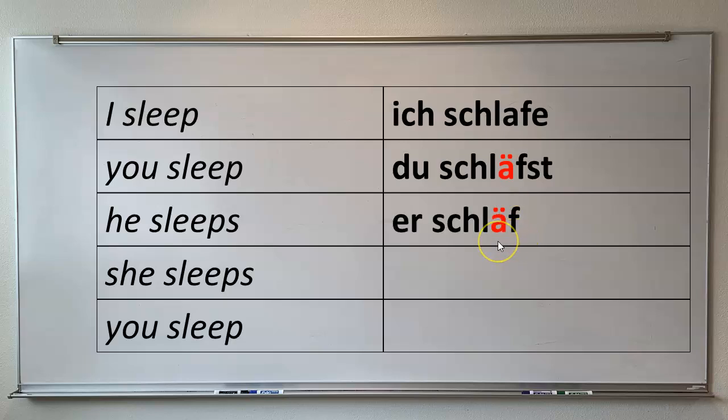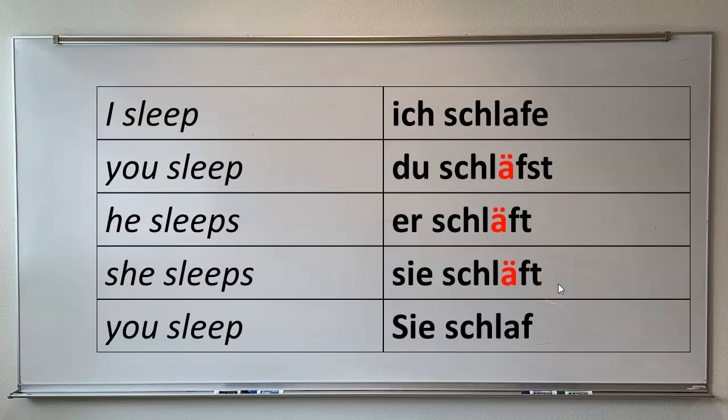He sleeps. This one is also going to have the stem change. And my ending is T, so er schläft. She sleeps. Sie, also with the stem change and the T ending, sie schläft. And you sleep, the formal you, formal singular you, Sie. Notice there's no stem change here. Schlafen. Sie schlafen.